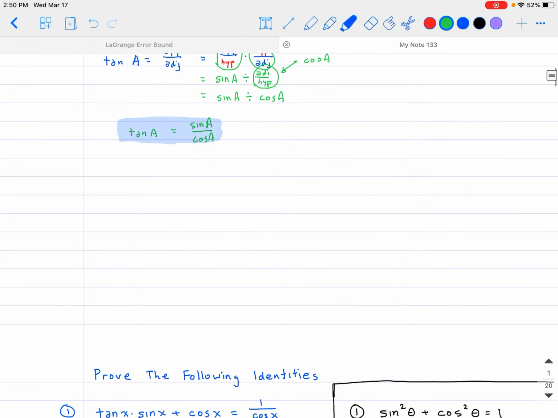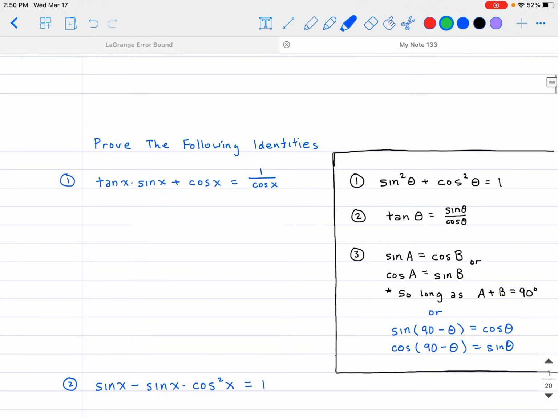Now, to make our lives a little bit easier, what I did was I wrote them here on the side so you can see the identities over there that we can use. Those are the theorems that we're going to be using for this section. They are what is known as the identities.